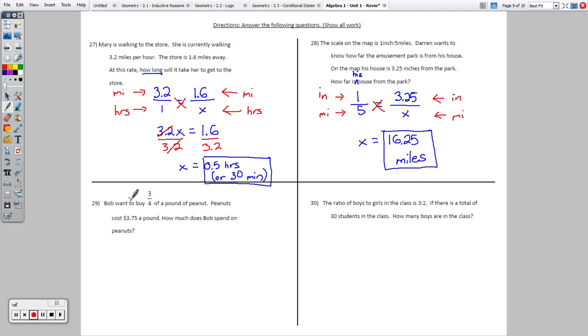On 29, Bob wants to buy 3/4 pound of peanuts, I would say. Peanuts cost $3.75 a pound. How much does Bob spend on peanuts? So if we're going to set up a proportion once again, I've got $3.75 per pound. I could write that down as 3.75 over 1. This is dollars, and this is pounds. That's the abbreviation for pounds there, LBS.